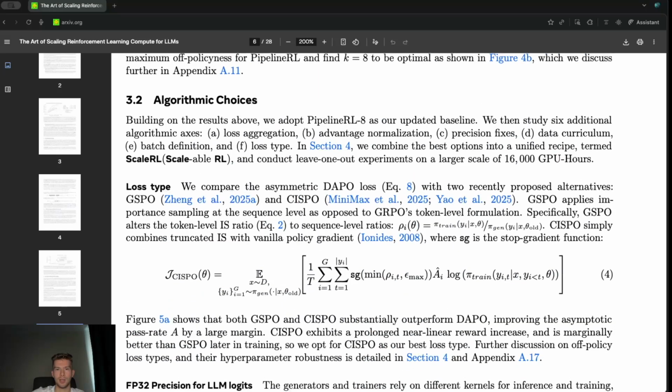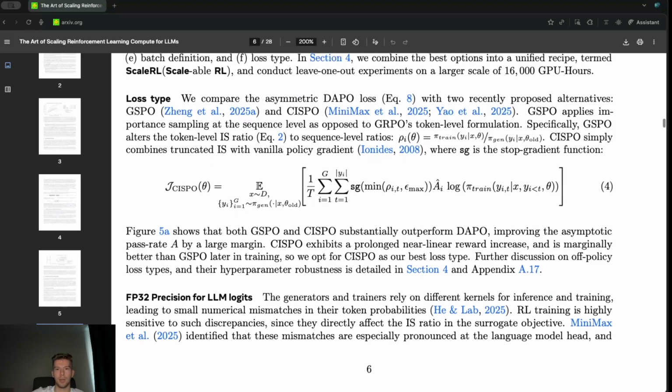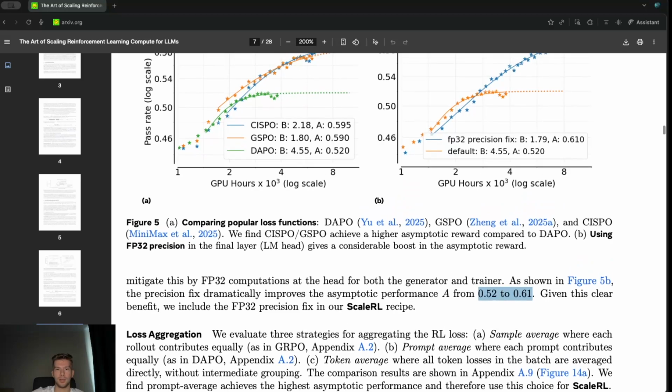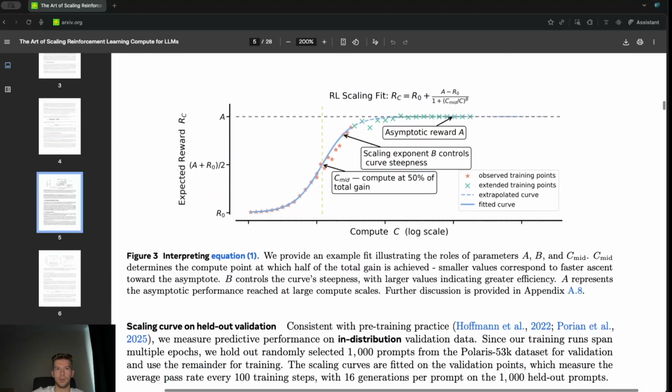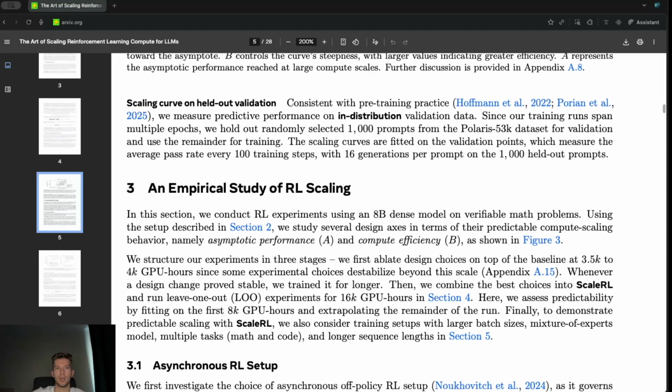At algorithmic choices, here they talk about the FP32 precision in the final language model head layer, in the logits. This simple fix alone dramatically improved the asymptotic performance A from 0.52 to 0.61. So this is a proven ceiling breaker. And third, coming back to our figure, they found that many of the common hacks like data curriculum strategies or normalization techniques were primarily adjusting compute efficiency. That means they only change the speed of training without shifting the ultimate ceiling A considerably. So the major finding is that when developing scalable methods, you must prioritize choices that raise the asymptotic ceiling first.